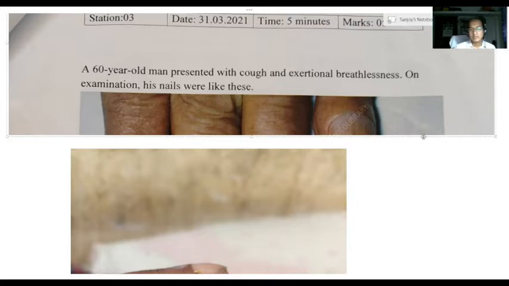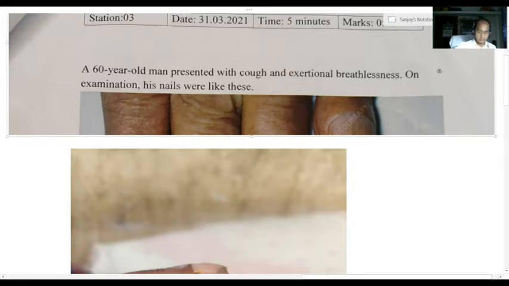Actually, this question was seen in the last final MBBS exam under Russia University. At first, I read the question and the scenario, and then I try to answer the following question. A 60 years old man presented with cough and exertional breathlessness. On examination, his nails are like these. I just changed the figure and put some real photo from my collection.